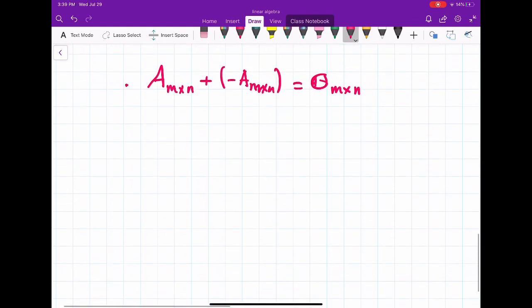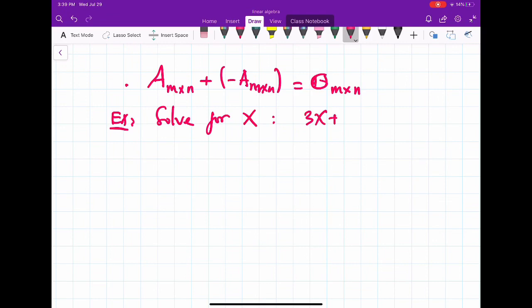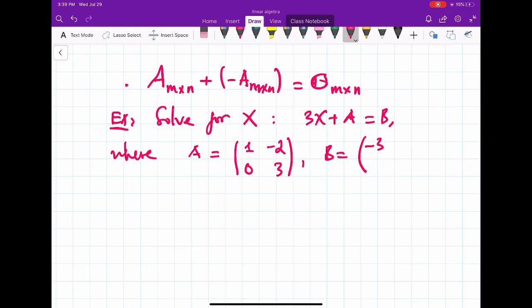Okay, let's consider one more example before we move to matrix multiplication. So we need to solve for X. We have 3X plus A equals B, where A is [1, negative 2; 0, 3]. B is [negative 3, 4; 2, 1].